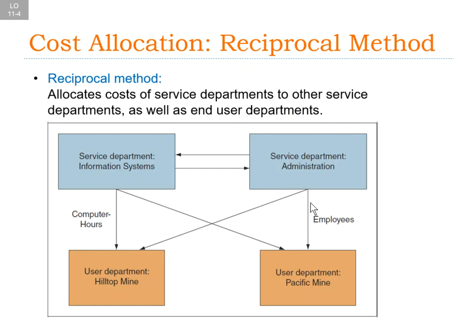Notice in our diagram, the solid lines indicate cost allocations. The admin department allocates cost to the information systems department, a service department, as well as the end user departments, the Hilltop Mine and the Pacific Mine. At the same time, Information Systems is allocating cost to the admin department, as well as the end user departments, the Hilltop Mine and the Pacific Mine.